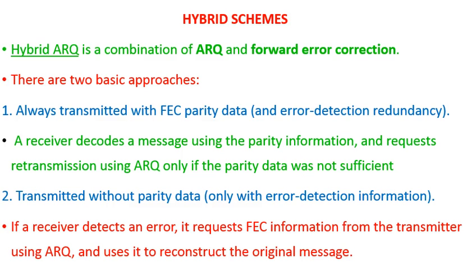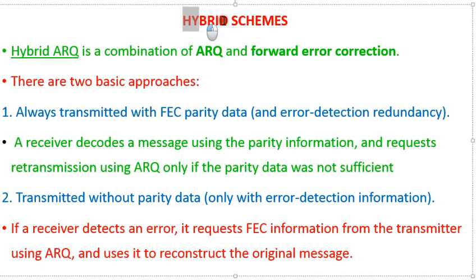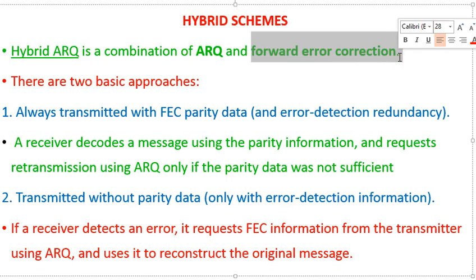Then there is what we call a hybrid scheme. Whenever we mention hybrid, we are talking of a combination of more than one thing. So the hybrid scheme is a combination of automatic repeat request and the forward error correcting code. Combination of the two gives what we call the hybrid scheme.